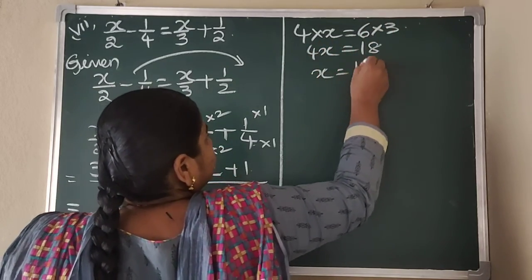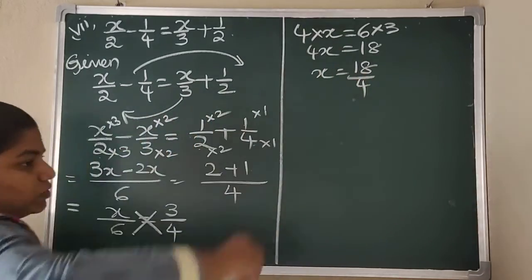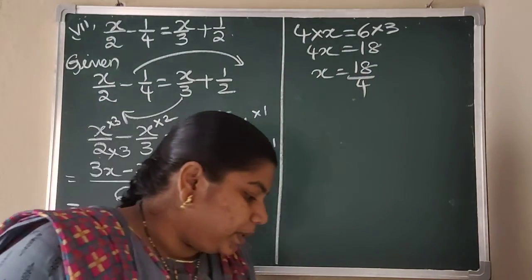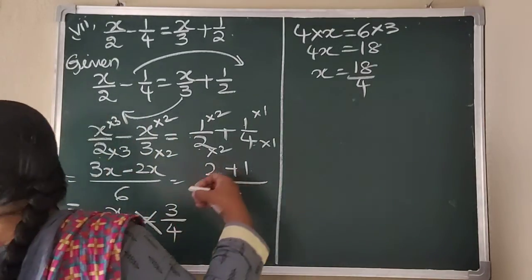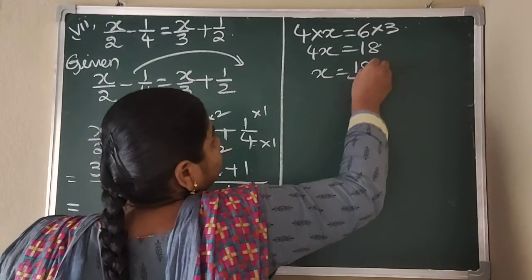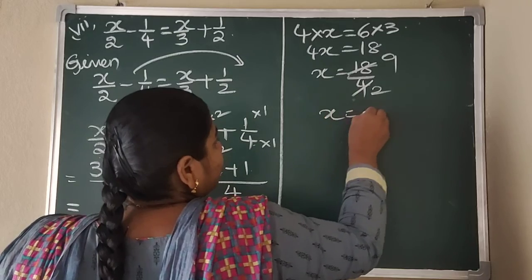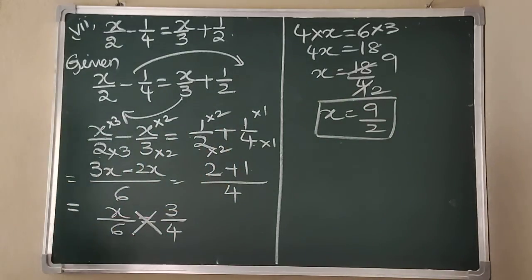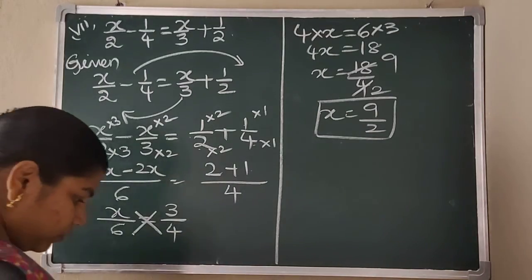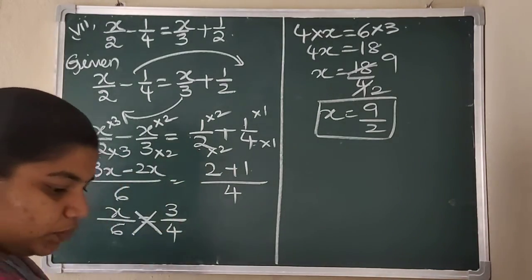So 4x is equal to 18. So x is equal to 18 by 4. I am transposing 4 to the other side. That will become division. So 2 times, 2 9 times. So what is the x value? 9 by 2. So this is our seventh solution. Next, eighth one.